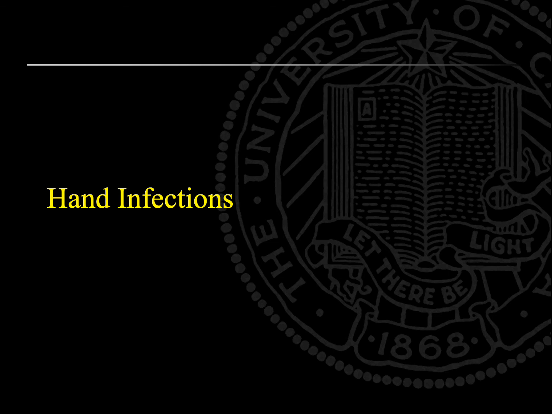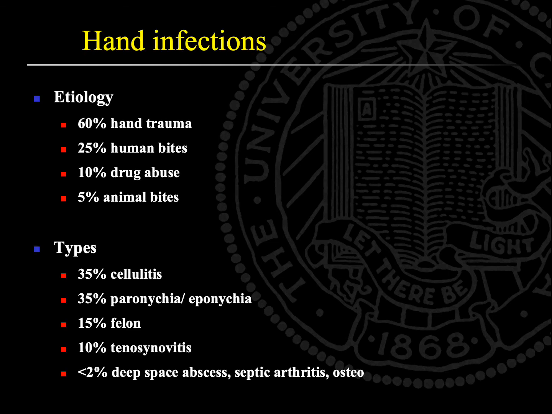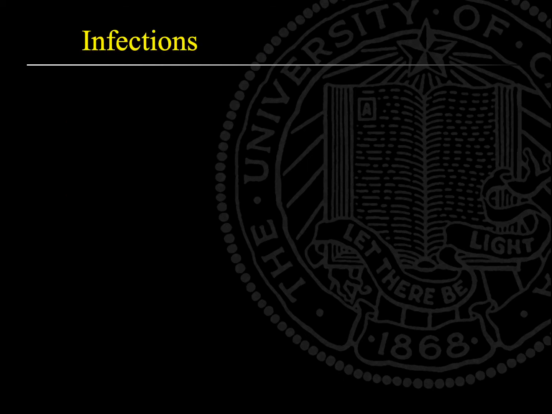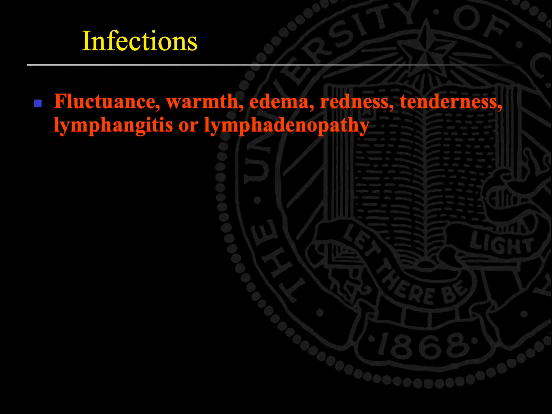Hand infections. So etiology is mostly related to trauma, bites, drug abuse, animals. Most of the time it's cellulitis, but certainly we see a lot of other infections that are surgical or at least I&D-able for you in the emergency room. So just remember fluctuance, warmth, edema, redness, tenderness, right? Look for any lymphangitis. Mark it out.